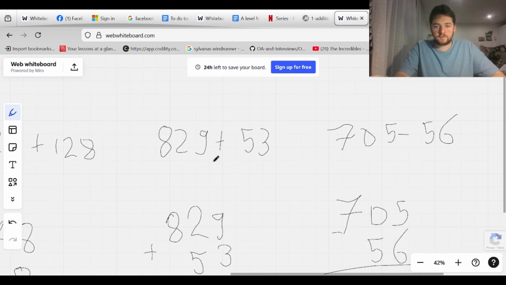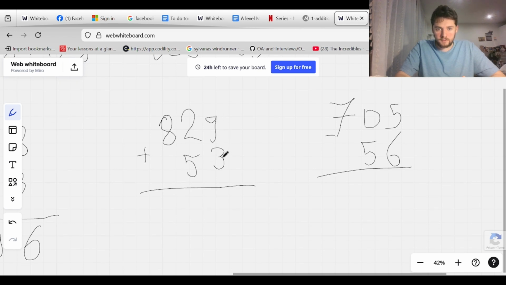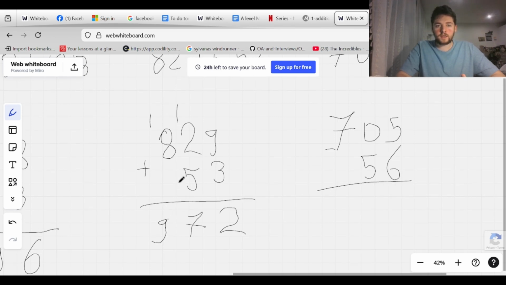829 plus 53. Well, 9 plus 3 is 12. So we write the units, the 2, and the 10 goes here, 1. And then 2 plus 5 plus 1 is 8. We write the 8, and the 1 goes here. Finally, 8 plus 1 is 9. So that's how we add.